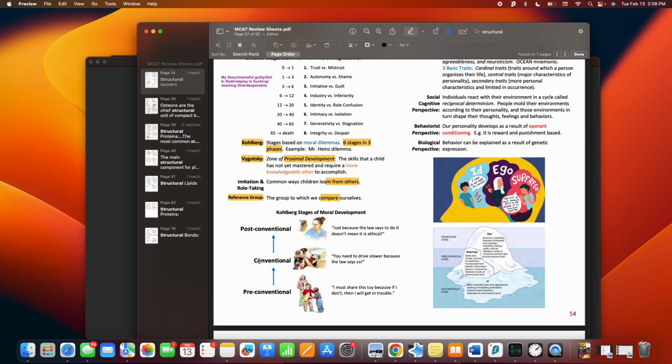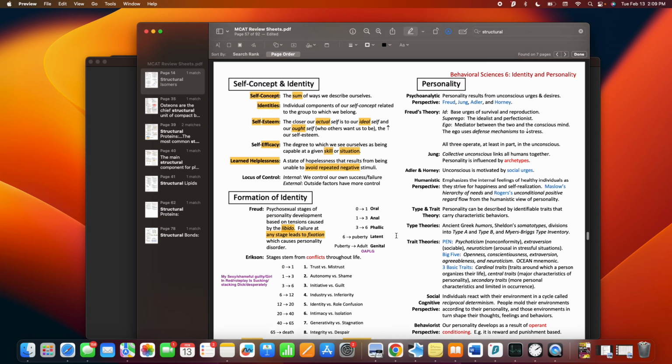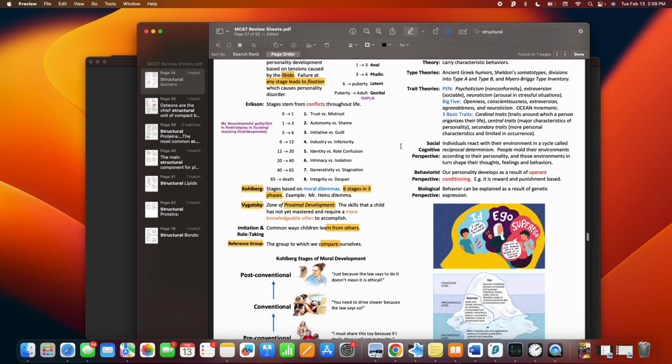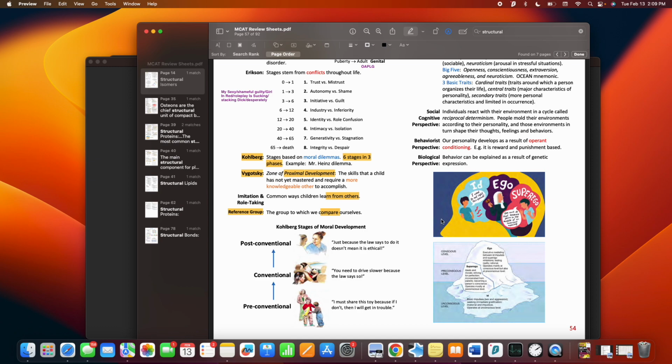So pre-conventional, conventional, and post-conventional are the moral stages of Kohlberg. These are the phases, right? 3 phases, and there's 6 stages in these, so 2 stages in each. I must share this toy because if I don't, then I will get in trouble. You need to drive slower because the law says so. It's more about law. And post-conventional: just because the law says to do it doesn't mean it is ethical. That's intense.